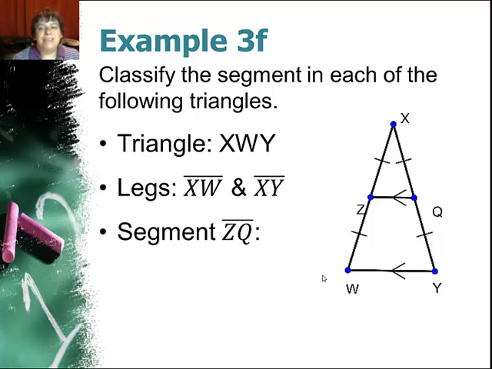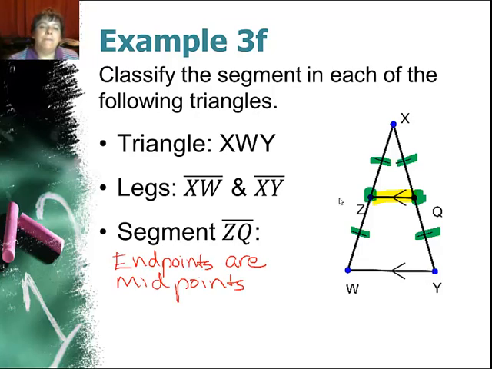Last but not least, I have triangle XWY, and my legs are XW and XY, and we have a segment ZQ. From the drawing, you can see that the line is parallel to the base here. Additionally, I can see that it cuts through the segments on each side, and so it goes through the two midpoints. That is the definition of a midsegment.